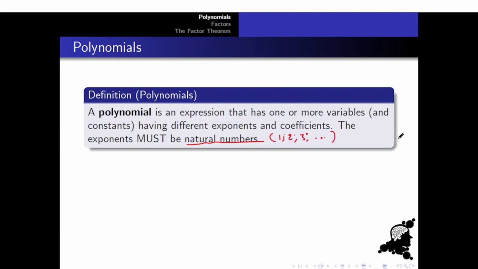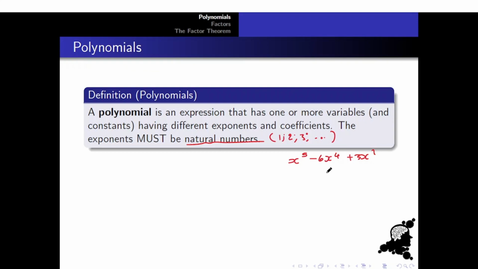Basically the numbers that you use when you count. Now take note that natural numbers do not include negative numbers. Natural numbers do not include 0. Natural numbers do not include decimals. So, if I have an expression that has x to the power 5 minus 6x to the power 4 plus 3x squared, for example, this is a valid polynomial because each of the exponents that we have is a natural number.